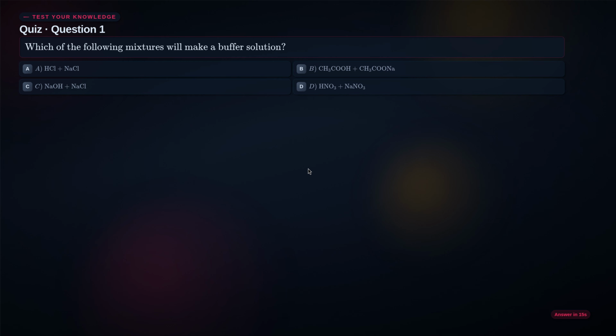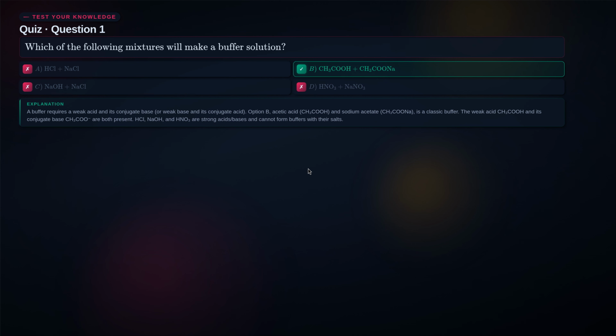The correct answer is option B. A buffer requires a weak acid and its conjugate base. Option B, acetic acid and sodium acetate, is a classic buffer. The weak acid CH3COOH and its conjugate base CH3COO- are both present. HCl, NaOH, and HNO3 are strong acids or bases and cannot form buffers with their salts.